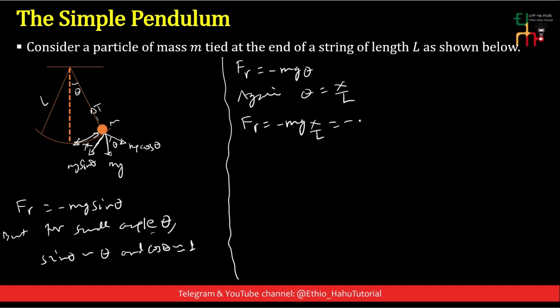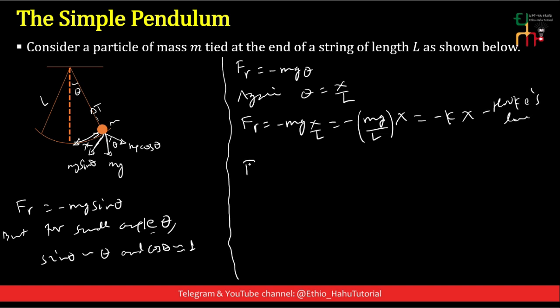This is equal to minus mg divided by L times x, where mg divided by L is a constant, minus kx, and this is known as Hooke's law.